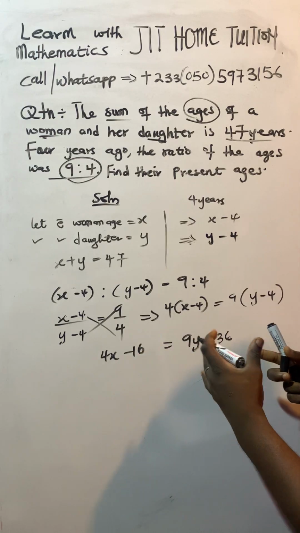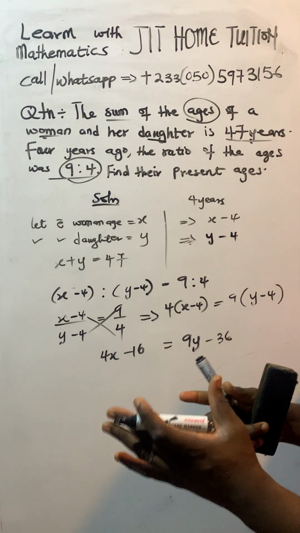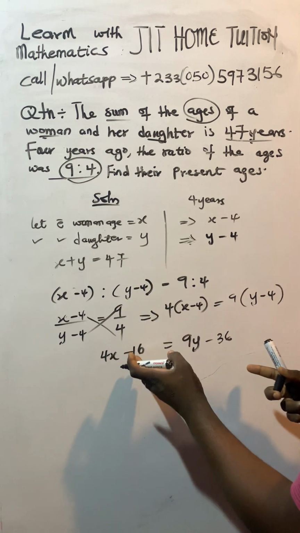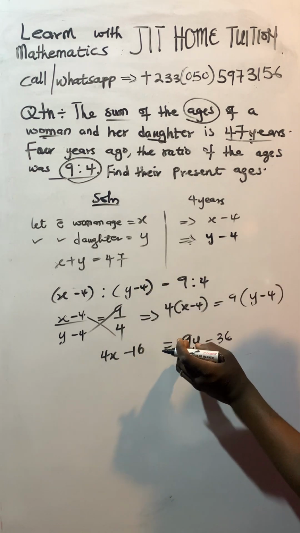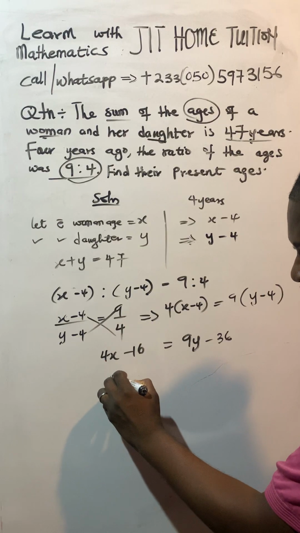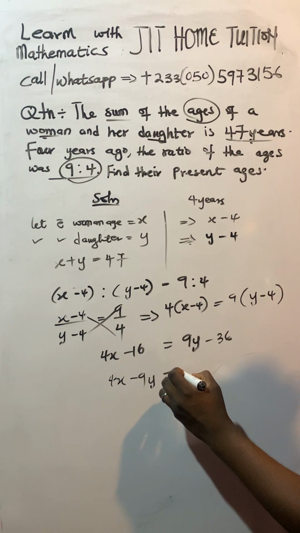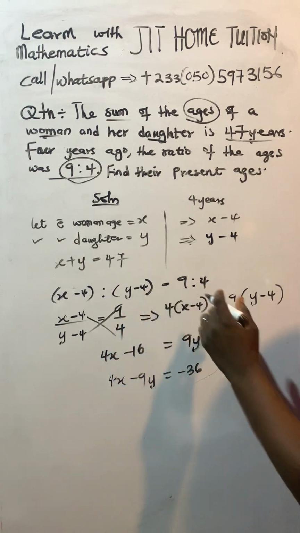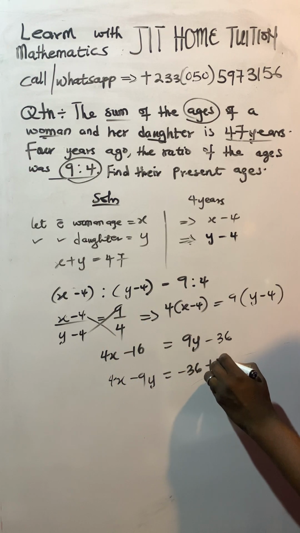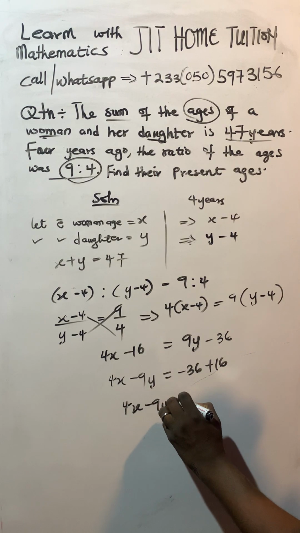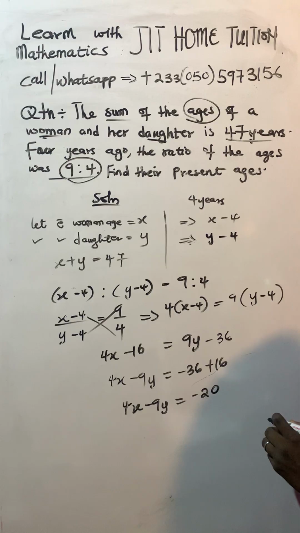So from here, what you're going to do is group the variables at one side and the constants at one side. So let's say that we are moving this one to this side, giving you 4x minus 9y equal to, that is negative 36. This one will move to this side, and that will give you plus 16. So you have 4x minus 9y equal to negative 20.